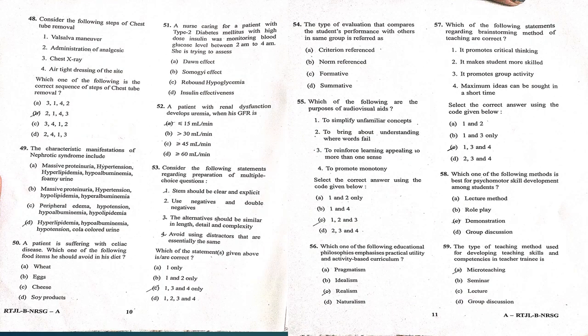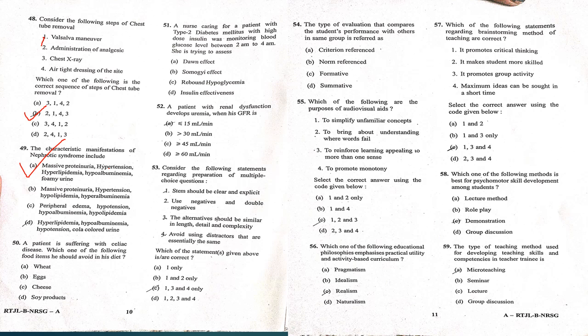48. Consider the following step of the chest tube removal. প্রথমে অ্যানাস্থেসিয়া দিতে হবে, তারপরে ম্যানুভার, তারপরে ড্রেসিং, তারপরে এক্সরে, মানে অপশন বি. The characteristic manifestation of the nephrotic syndrome, option A. Massive proteinuria, hypertension, hyperlipidemia, hypoalbuminemia or foamy urine. Option A, 49.